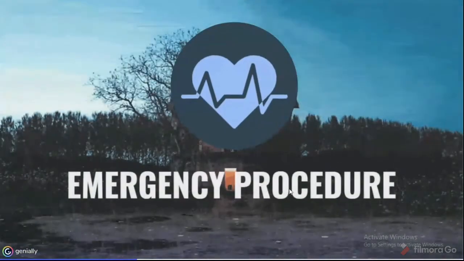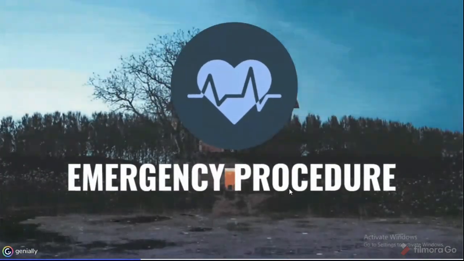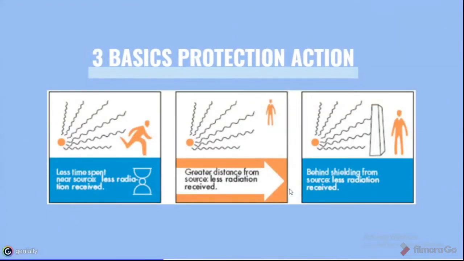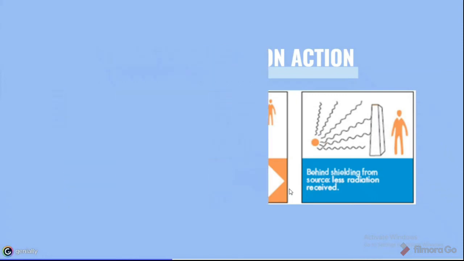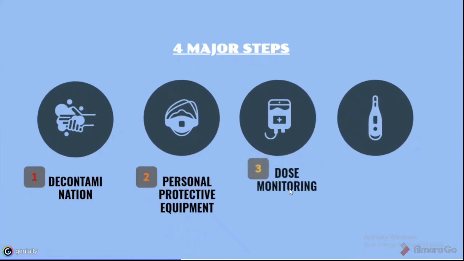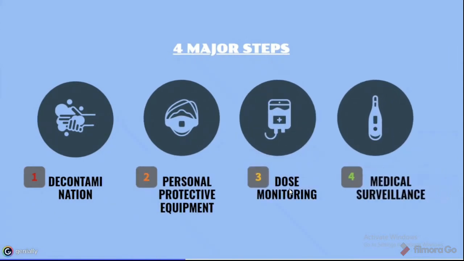Next we go to the emergency procedure. Basic protection action. Less time spent near the source, greater distance from the source, behind shielding from the source. 4 major steps for emergency procedure. First is decontamination, second is personal protective equipment, third is dose monitoring, and followed by medical surveillance.